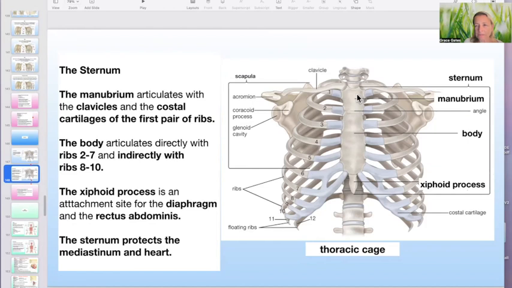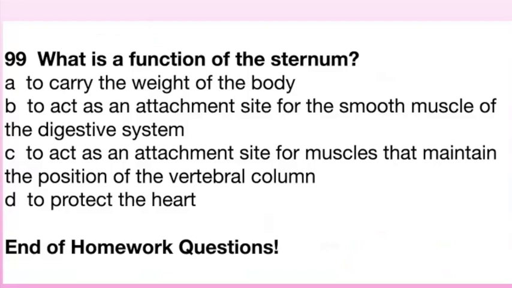And remember the mediastinum from lecture 1. It not only has the heart in it, it also has the aorta and the superior vena cava, the trachea, the esophagus, and other structures. So on that note, with the sternum protecting the heart, we will finish.